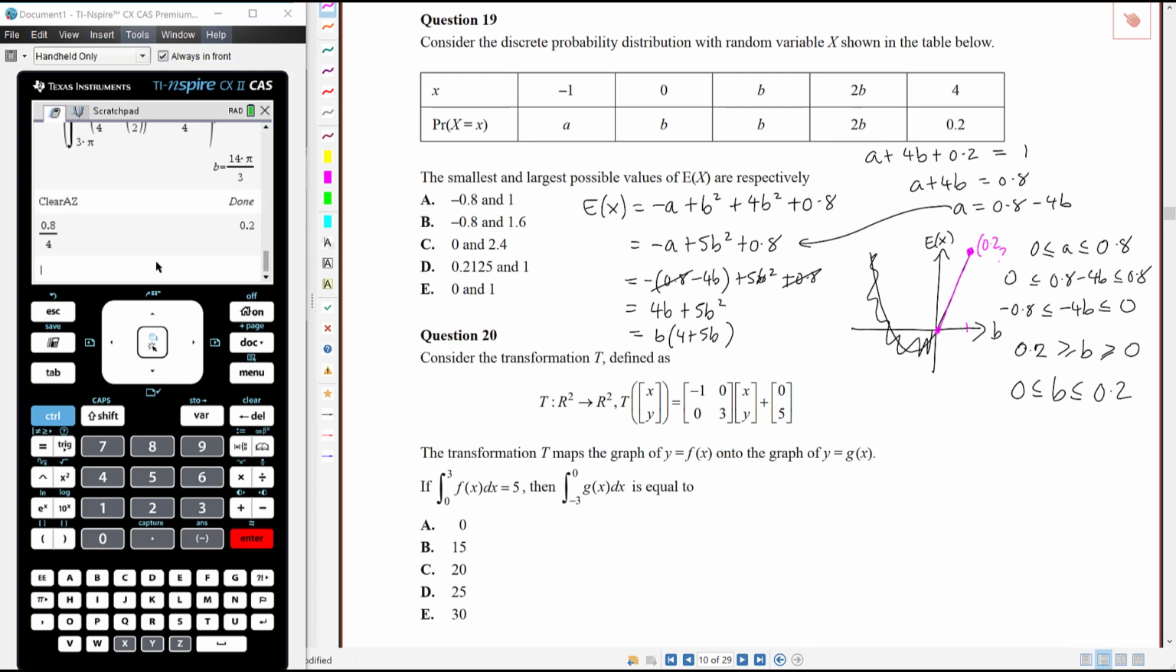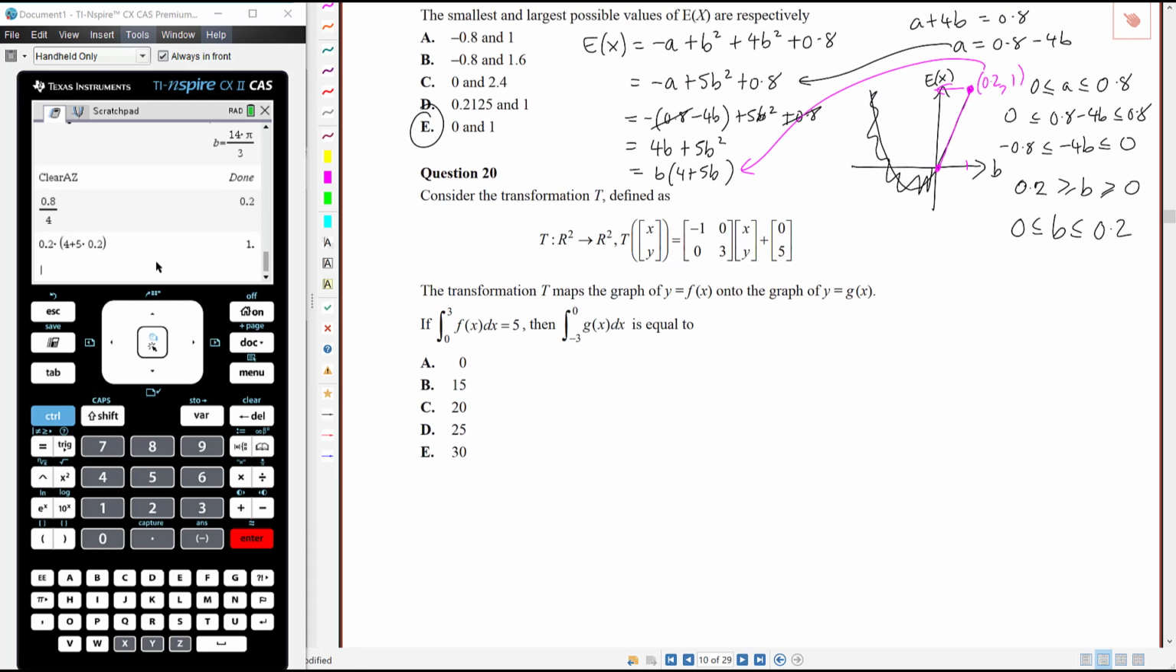Let's work out when B equals 0.2, what does that mean for the expected value? Okay, so that is 0.2 times 4 plus 5 times 0.2, and that is 1. Therefore the maximum value of the expected value of x is 1 and the minimum value is 0. So E is the correct answer there.